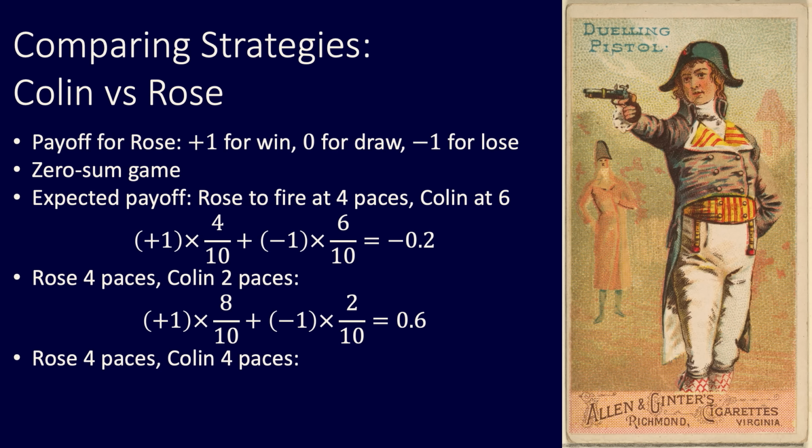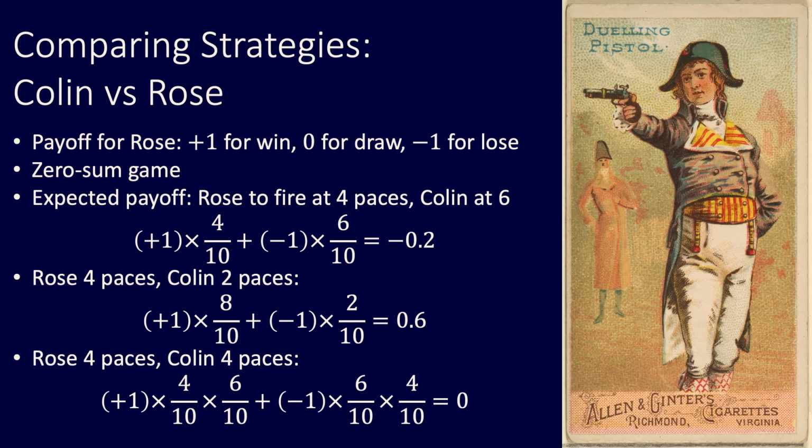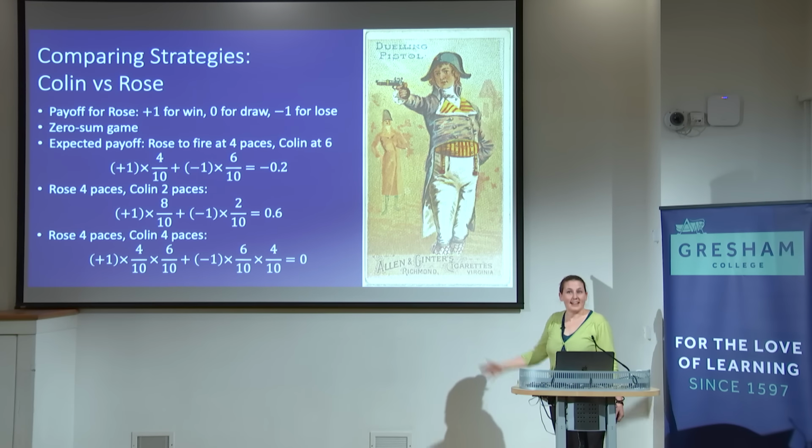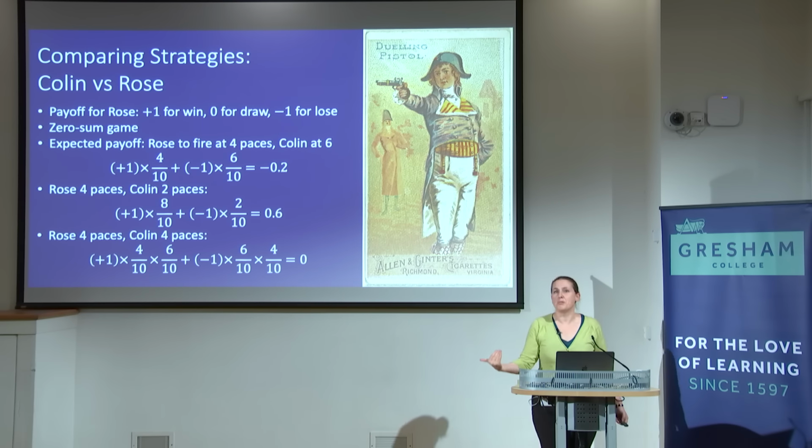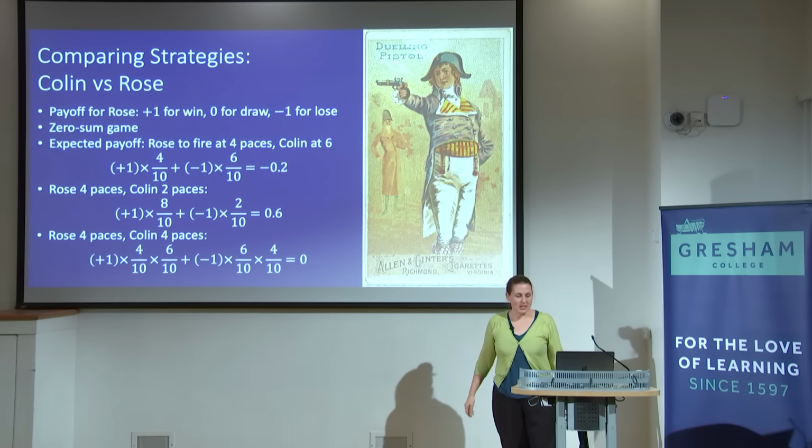And if they fire at the same time, both after 4 paces, then if they both hit or they both miss, it's a draw. So we don't need to worry about those, because that'll be multiplying by 0 at some point. It won't affect the outcome. So the only thing we have to count is Rose could win by she hits with a probability 4 in 10, and Colin misses with a probability 6 in 10. So that would give her a +1. And then a symmetrical calculation for Rose missing, which she does 6/10 of the time, and Colin hitting, which happens 4/10 of the time, will give you a -1, a loss for Rose. So you just average these out to get the expected value. And actually it's 0. They cancel each other out, which makes sense because these are equally matched opponents firing at the same moment. So you would hope they'd have the same chance with that particular strategy.